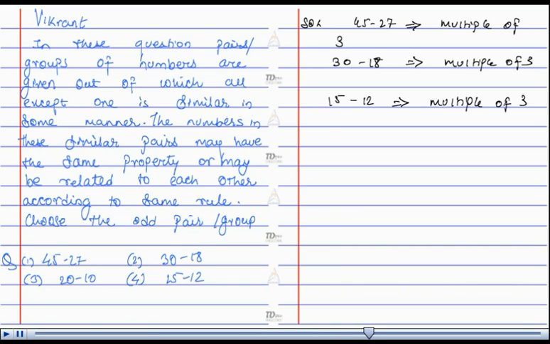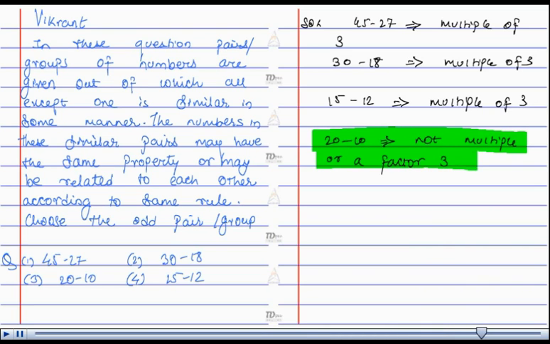But if we talk of the pair 20, 10, in this case 20 and 10 are not multiples or a factor of 3. So this is the odd pair among the given pairs which are present. So the answer in this case turns out to be 3.